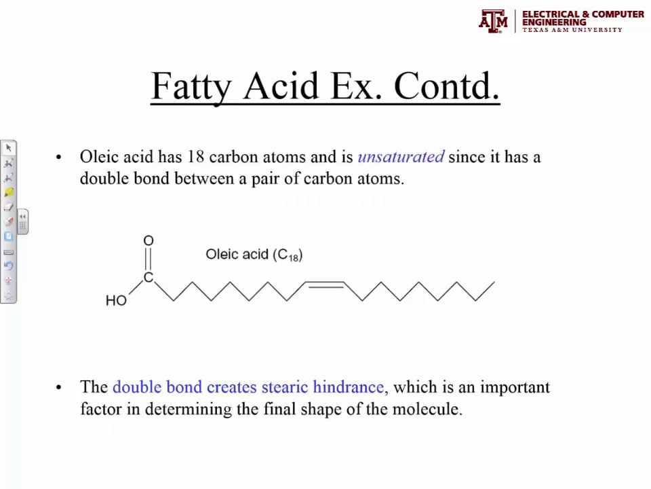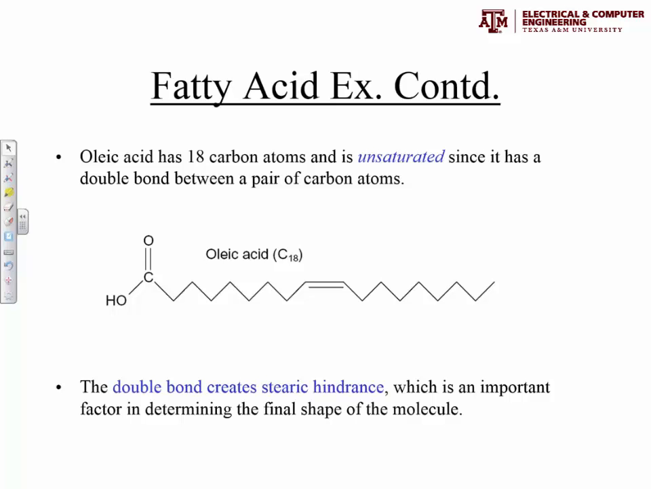It is oleic acid. It has got 18 carbons, right? And it is unsaturated because you have a pair of carbon atoms. These are all carbon atoms. Carbon here, carbon here, carbon here, carbon here. A pair of carbon atoms that are linked together by a double bond. Okay, this is oleic acid.